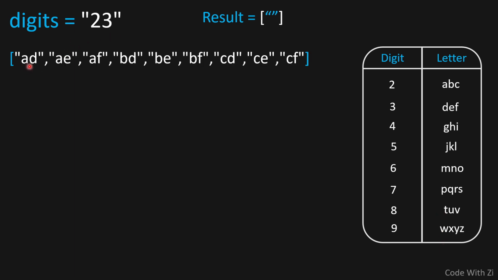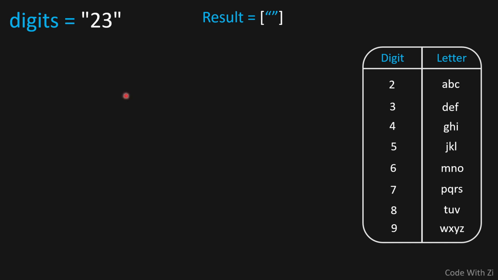So as you can see, AD, AE, AF. And then we're going to move on to B. So BD, BE, and BF. And same thing for C. So this is how we generated these combinations, but what should our algorithm be to generate this?